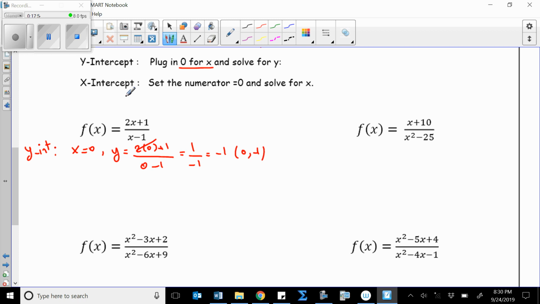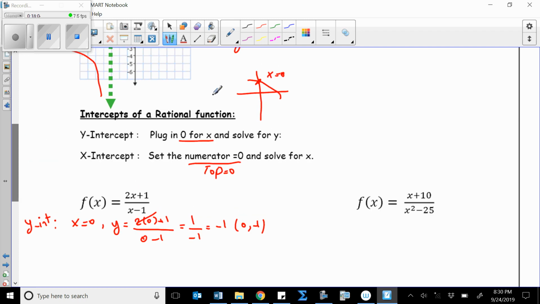To find the x-intercept, all you need to do is to set the numerator, or the top of your function, equal to 0. Why is this happening? Because on your graph here, this is where you have the x-intercept. At this point, y is equal to 0. Basically, if you want to find the x-intercept, you need to set the y equal to 0.